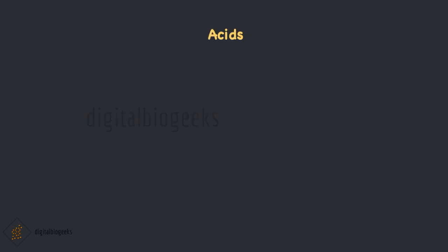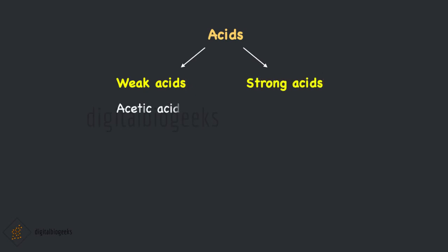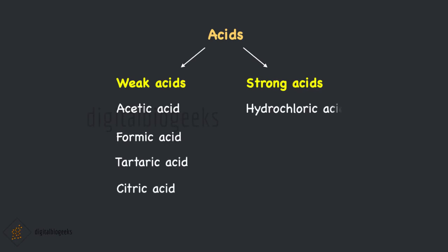Acids can be divided into two: weak acids and strong acids. Examples of weak acids are acetic acid, formic acid, tartaric acid, and citric acid. Examples of strong acids are hydrochloric acid, sulfuric acid, and nitric acid.